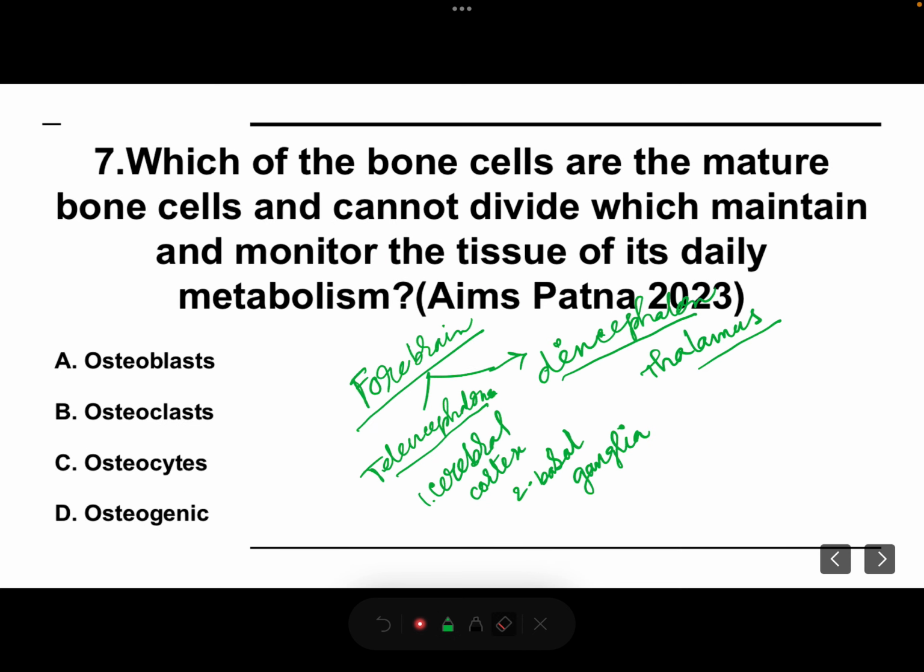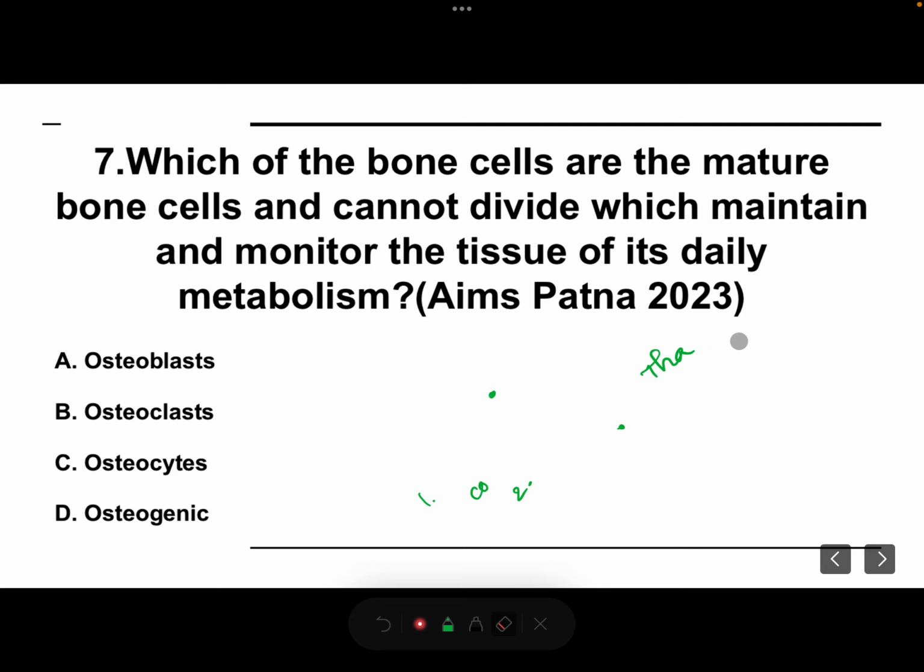Next, we come to question number 7. Which of the bone cells are the mature bone cells that cannot divide, and which maintain and monitor the tissue in its daily metabolism? Option A, osteoblast. Option B, osteoclast. Option C, osteocytes. And option D, osteogenic. Here the correct answer is osteocytes.